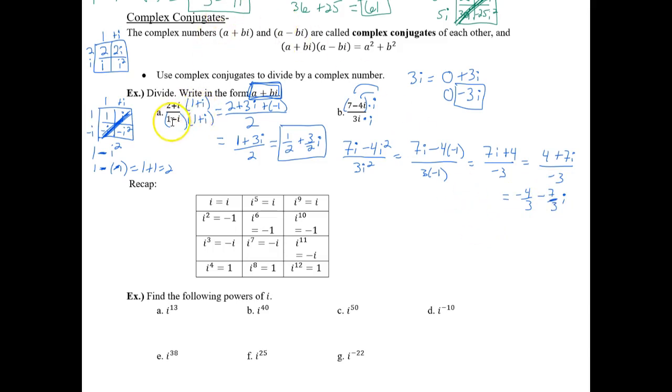And there you have it. So two terms, multiply by conjugates. One term, you can just multiply by I.